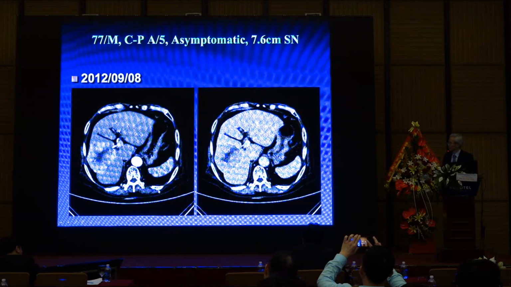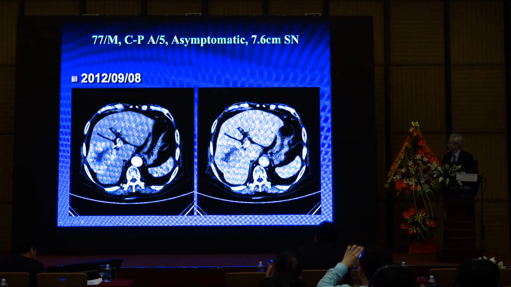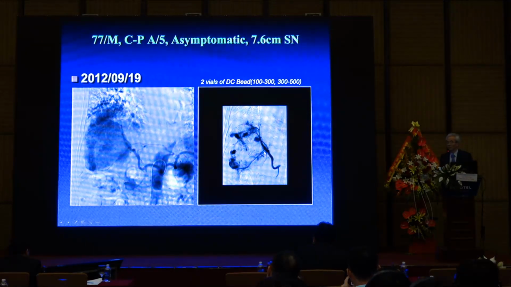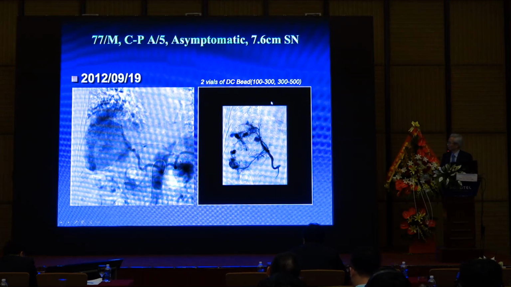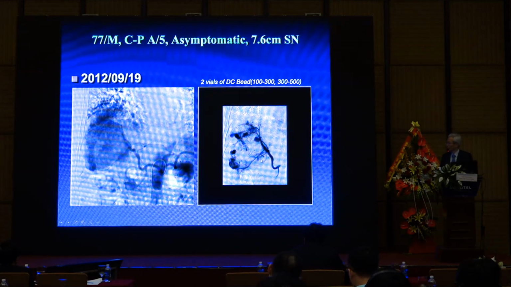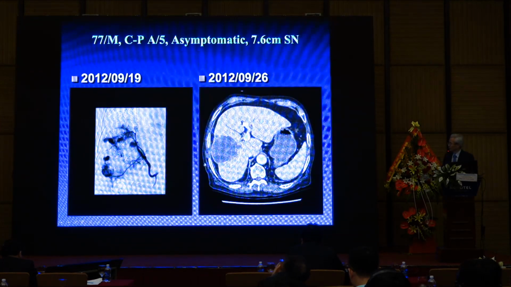I will show an example. Here you can see a large tumor on the right lobe of the liver. Because of the size, I selected 100 to 300 and 300 to 500, two vials of drug-eluting beads, and at the end of the procedure, here you can see multiple blood pools and some residual stain. Maybe you can embolize with gel foam or any other material. Actually, I stopped the procedure and followed the patient. On follow-up CT, most of the tumor was necrotized.